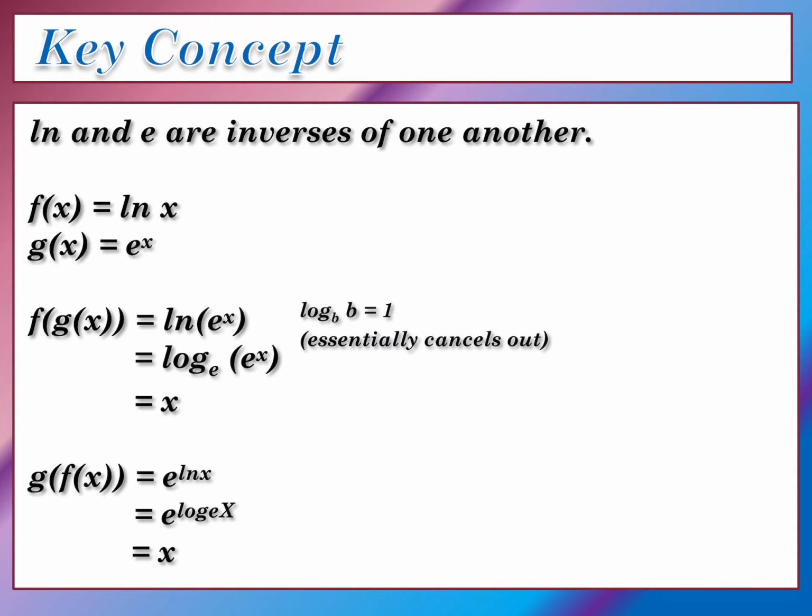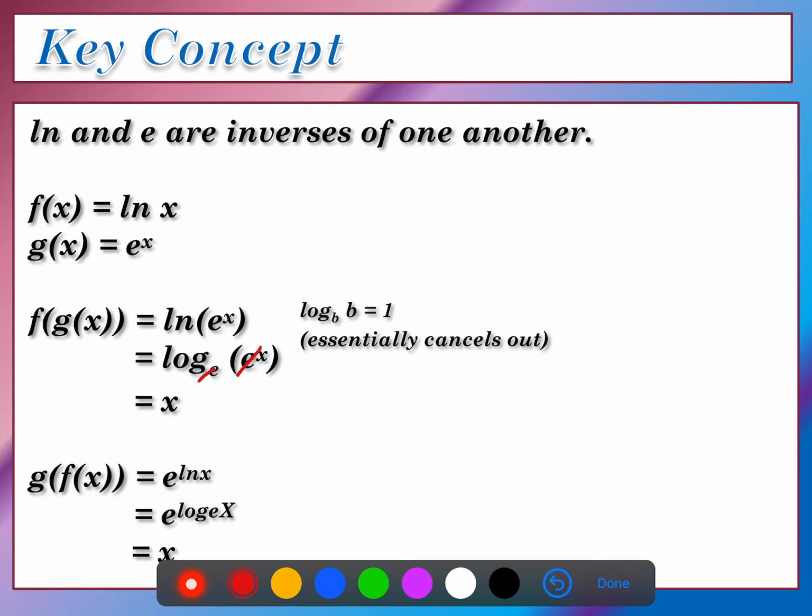The other thing we want to know is that ln and e are inverses of one another. If we were to do composition to prove inverses like we did way back when, we'd do ln of e to the x. ln is actually log base e, so I would swap that out when solving. And we know that when I have the same base and the same argument, those cancel out. Log base b of b equals 1. So log base e of e is going to cancel, and you're just left with x.